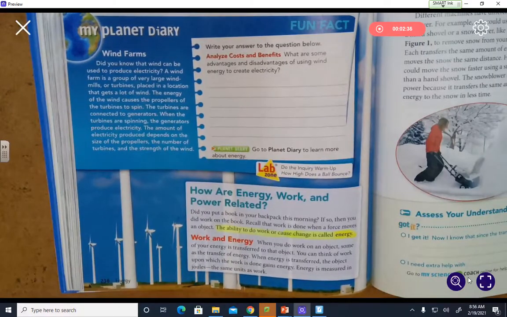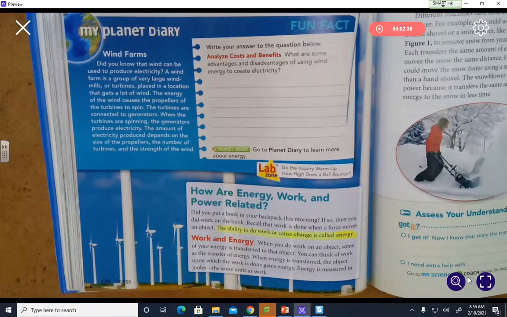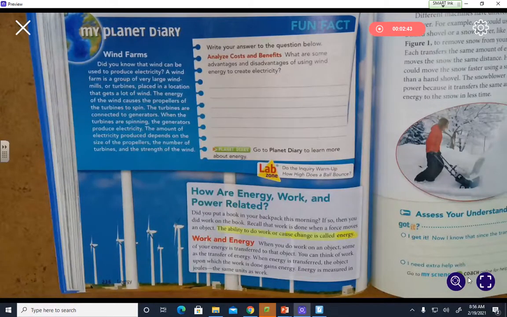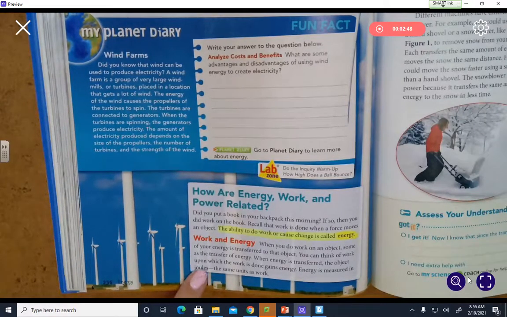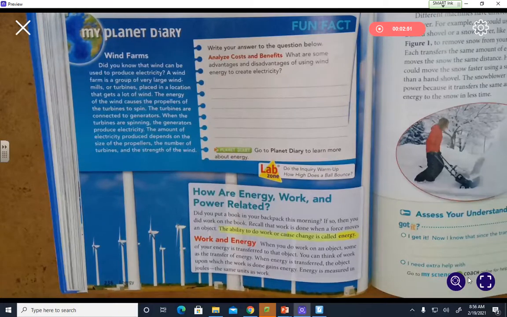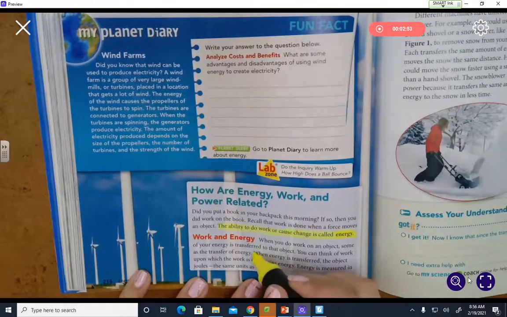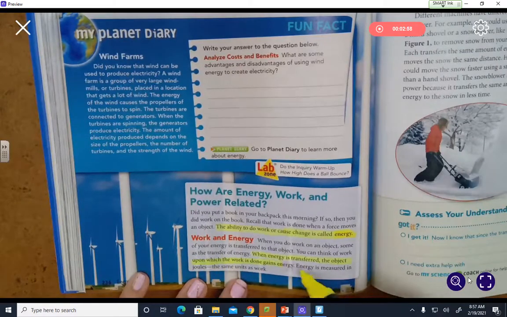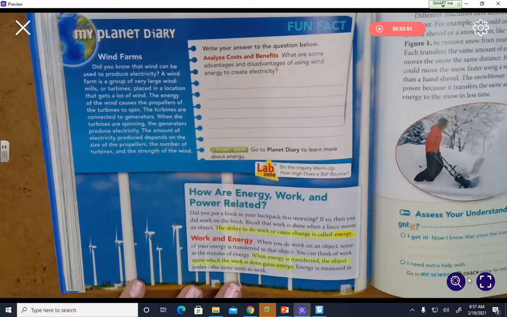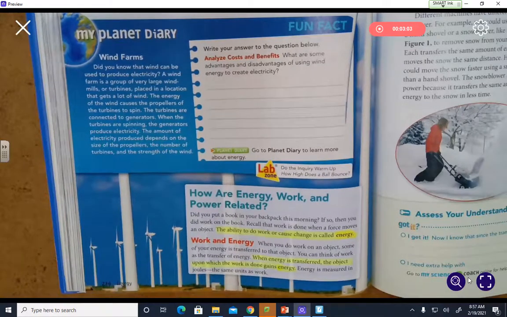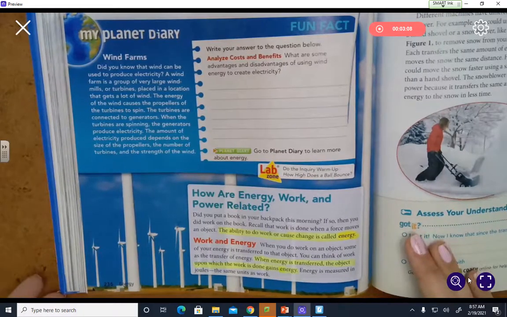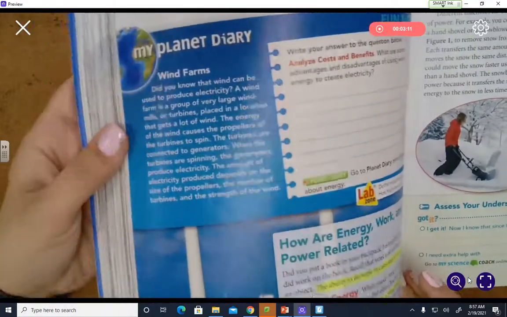Work and energy. When you do work on an object, some of your energy is transferred to that object. You can think of work as the transfer of energy. When energy is transferred, the object upon which the work is done gains energy. Highlight that sentence. Energy is measured in joules, the same unit as work. Let's move on.